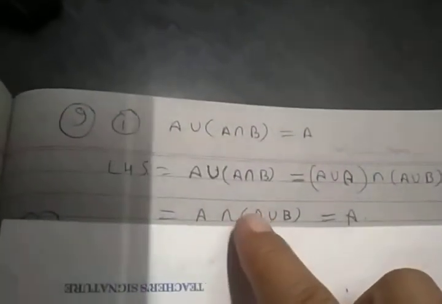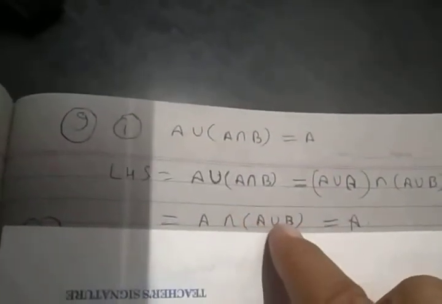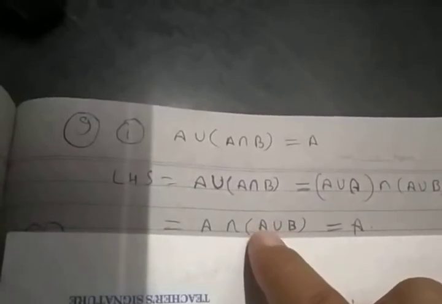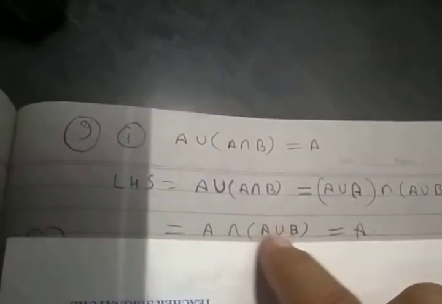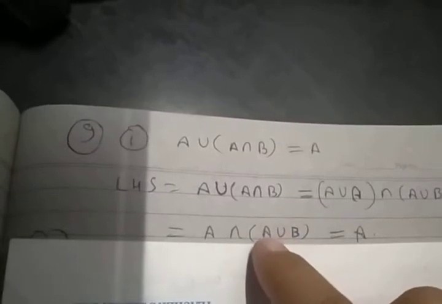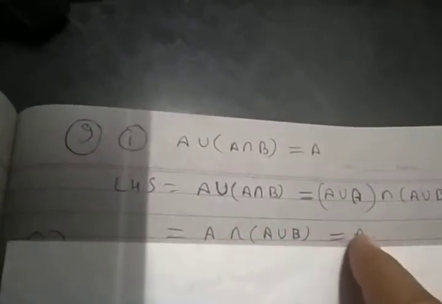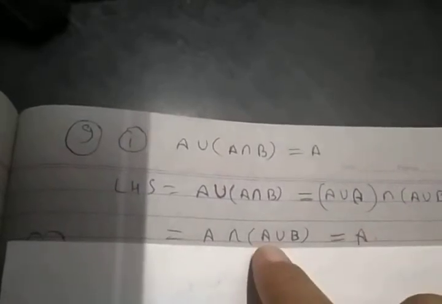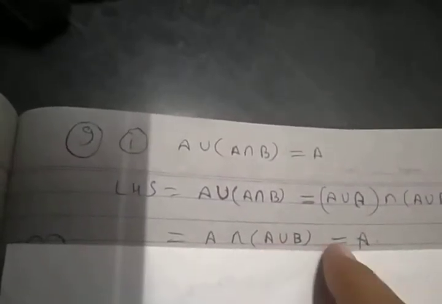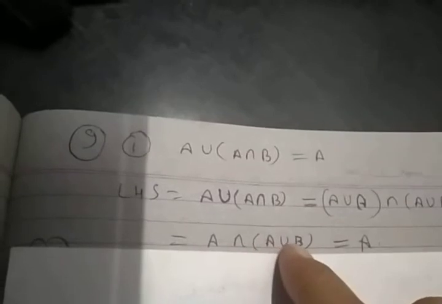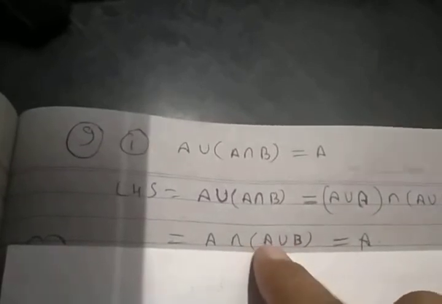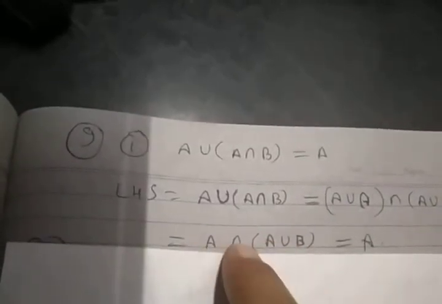Now see, A union B means all of A is also in A union B. And if you take the intersection with A, you will get A only. So this is the direct approach. You can write it directly as equal to A, because A union B has all the elements of A. If you take the common part with A, you will get A only. So that is quite simple.